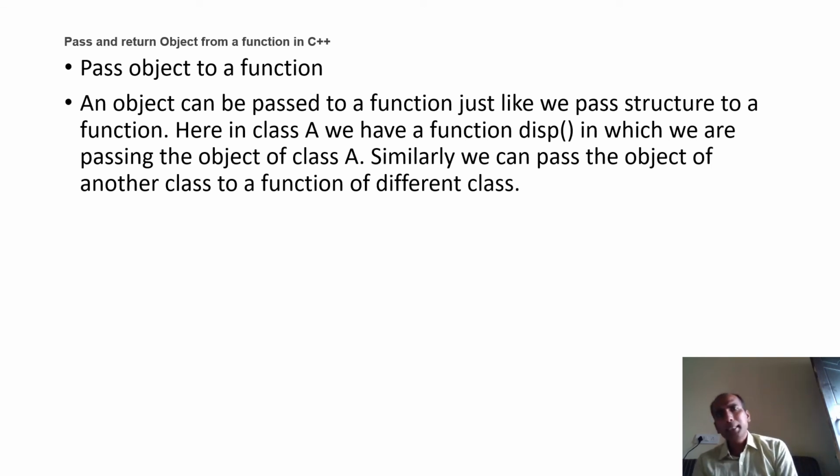Now, pass and return object from a function in C++. You have seen in the previous example, we have passed an object to a function. So a function can receive an object, and a function can return an object. An object can be passed to a function just like we pass a structure to a function. So let's see an example.